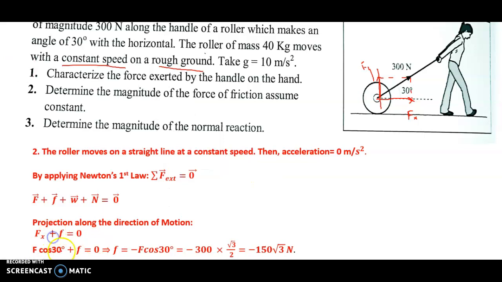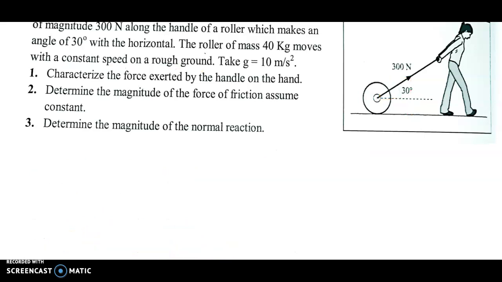Okay, so Fx is F cosine 30. We do projection on the x-axis. The x component is the adjacent to F, or adjacent to the angle. So now F cosine 30 plus F friction equals 0. Then F friction equals minus F cosine 30, which is minus 150 radical 3 Newton. Okay, then we get a negative magnitude, which means that it's in the negative direction of the x-axis.